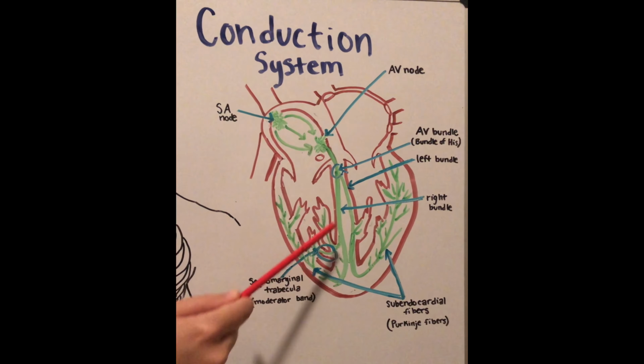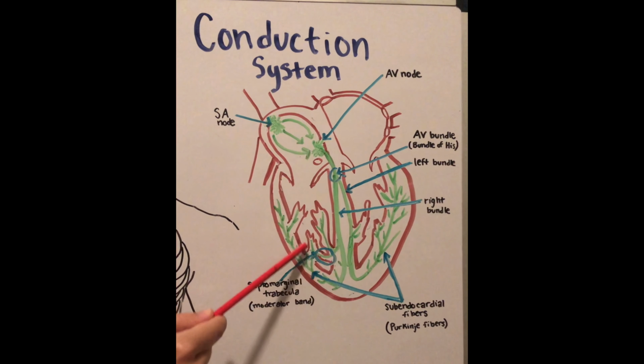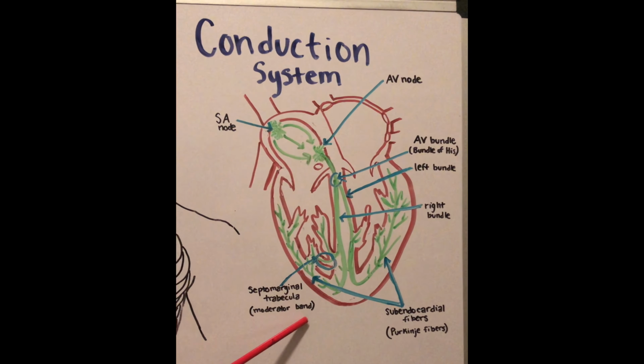In the right ventricle, we can actually see one of these branches. In the inferior portion, the septomarginal trabeculae can be seen extending from the septal wall.